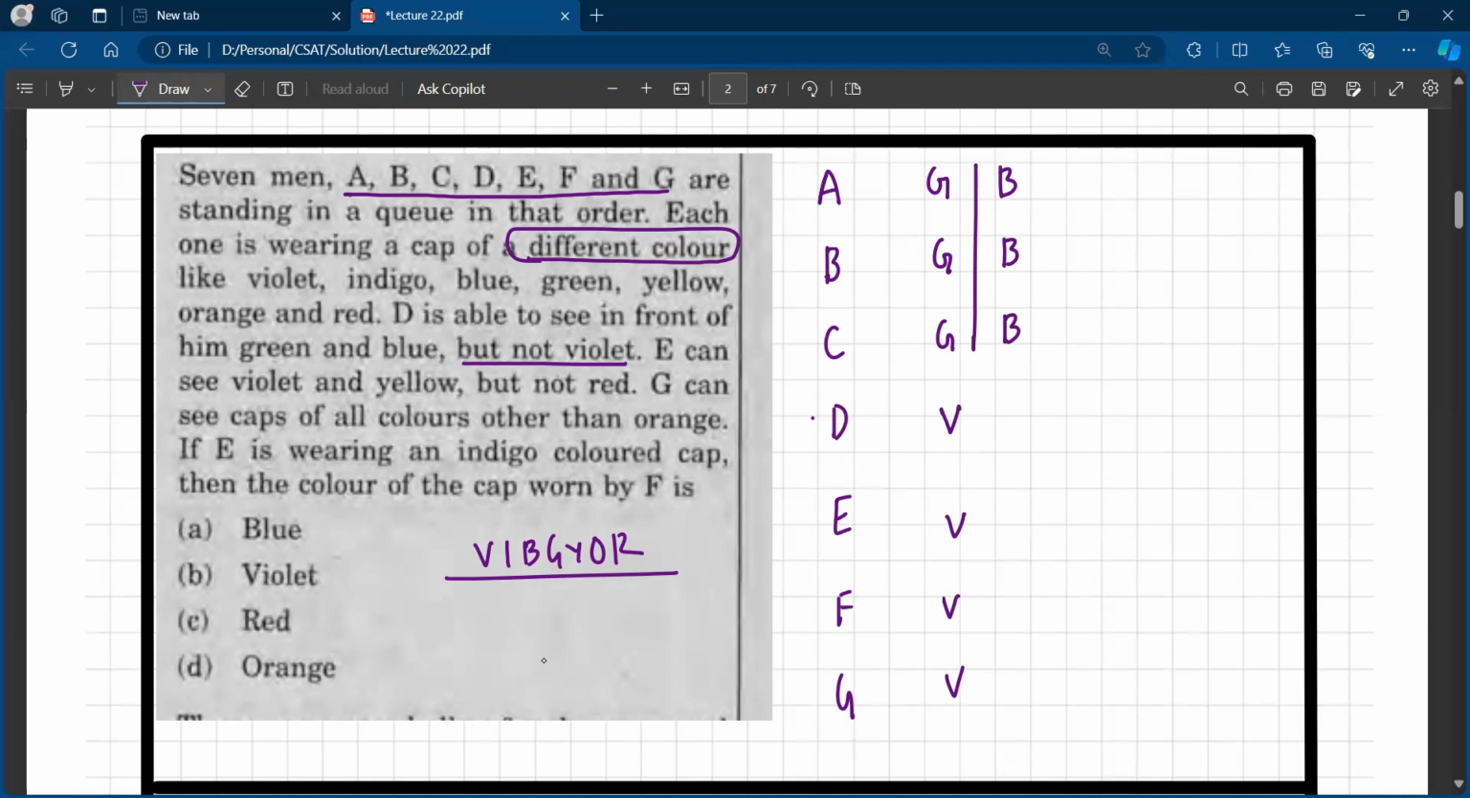E can see violet and yellow. E can see violet. That means this one will not be violet. If E is able to see violet, then among the men, this cannot be violet.